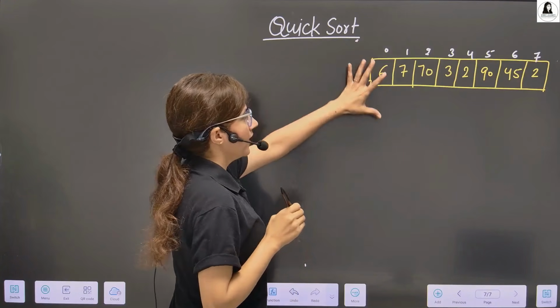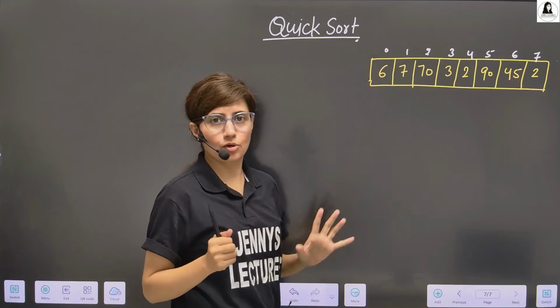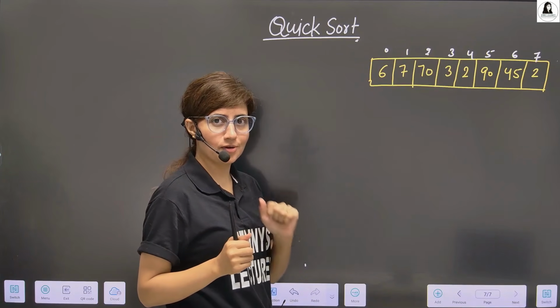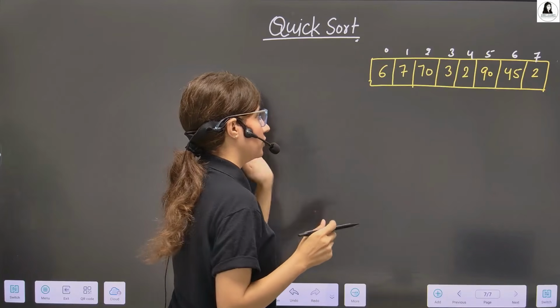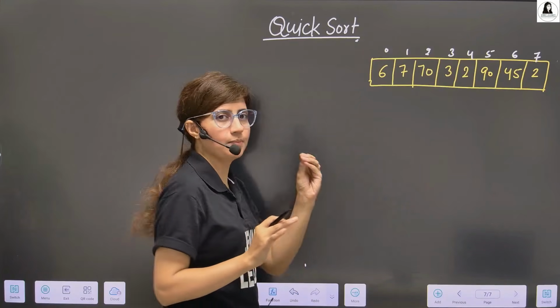So suppose we have this array and now you have to sort it in ascending order. That is your assignment, your task, and we will use quick sort. So how does quick sort work? The first step is to select a pivot element.